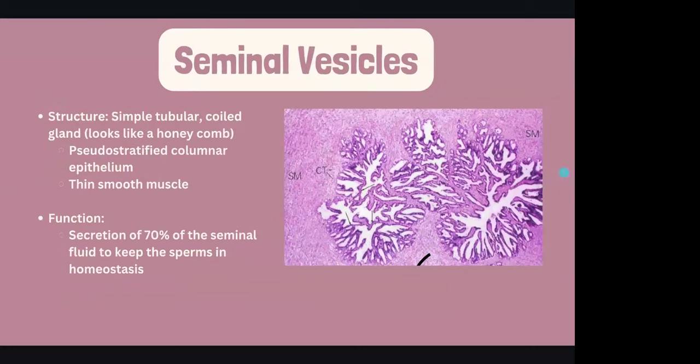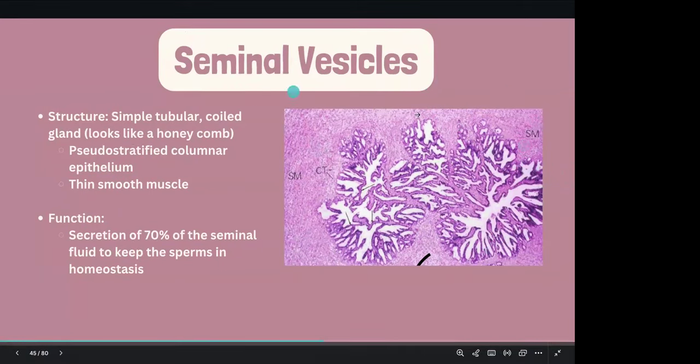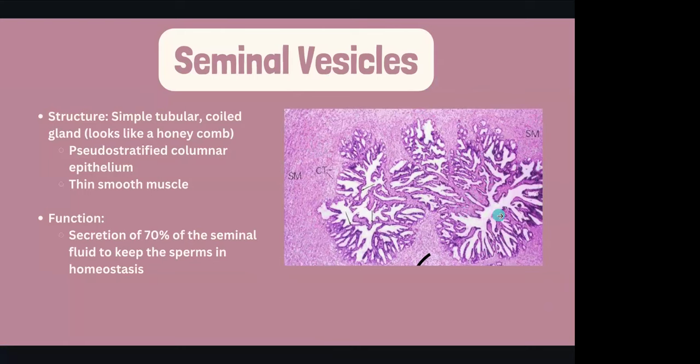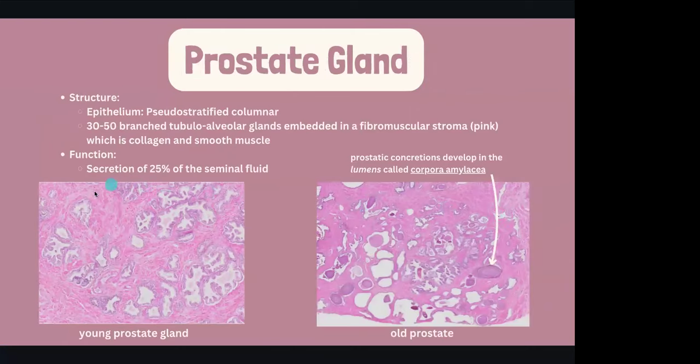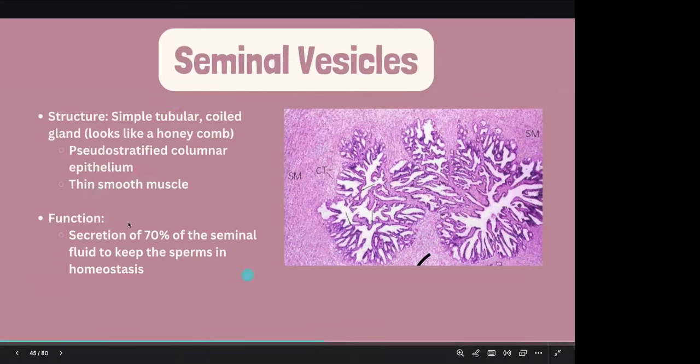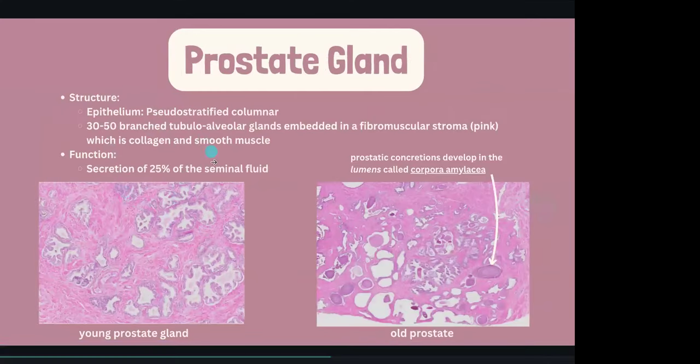Now, the next stop is the seminal vesicles. What is their function? They produce seminal fluid. They produce 70% of the seminal fluid to keep the sperm in homeostasis. It kind of looks like a honeycomb, and it has pseudostratified columnar epithelium with thin smooth muscle. Now, the next stop is the prostate gland. It produces the other percentage of the seminal fluid. We said that the seminal vesicles produce 70%; the prostate produces the other 25%.